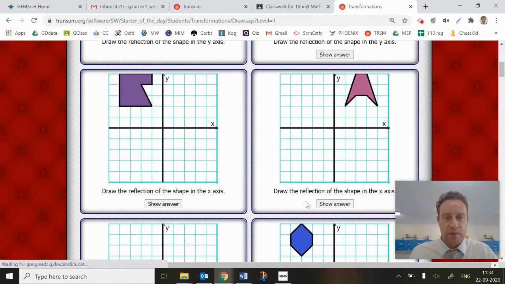Let me just take a couple here. And I'm going to talk about reflections in the x and the y-axis, then reflections in particular lines x equals and y equals, and then also some diagonal lines as well.